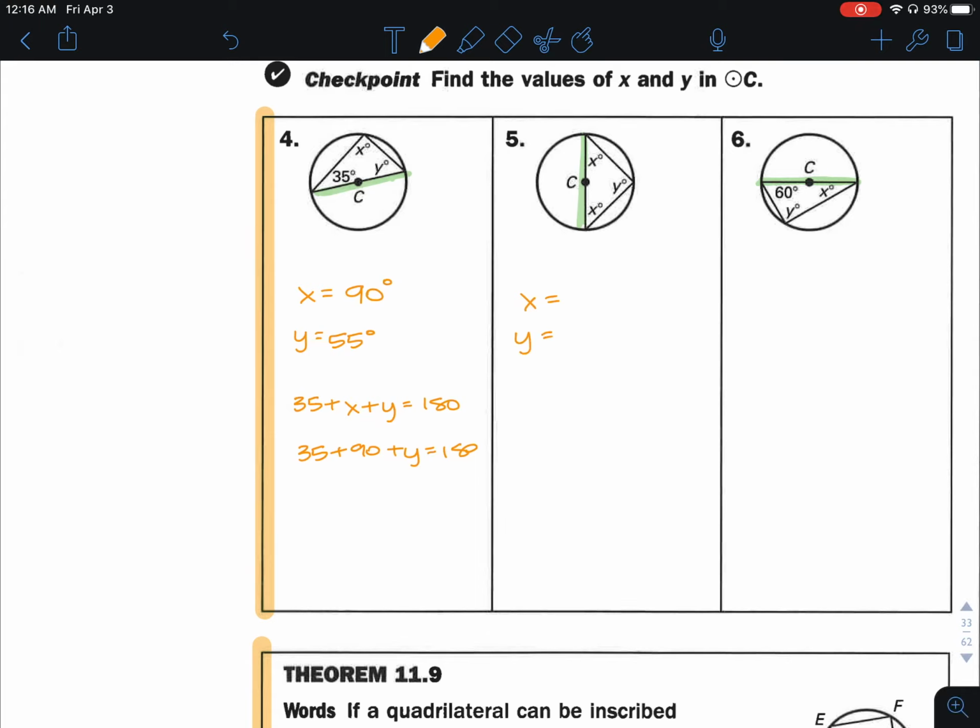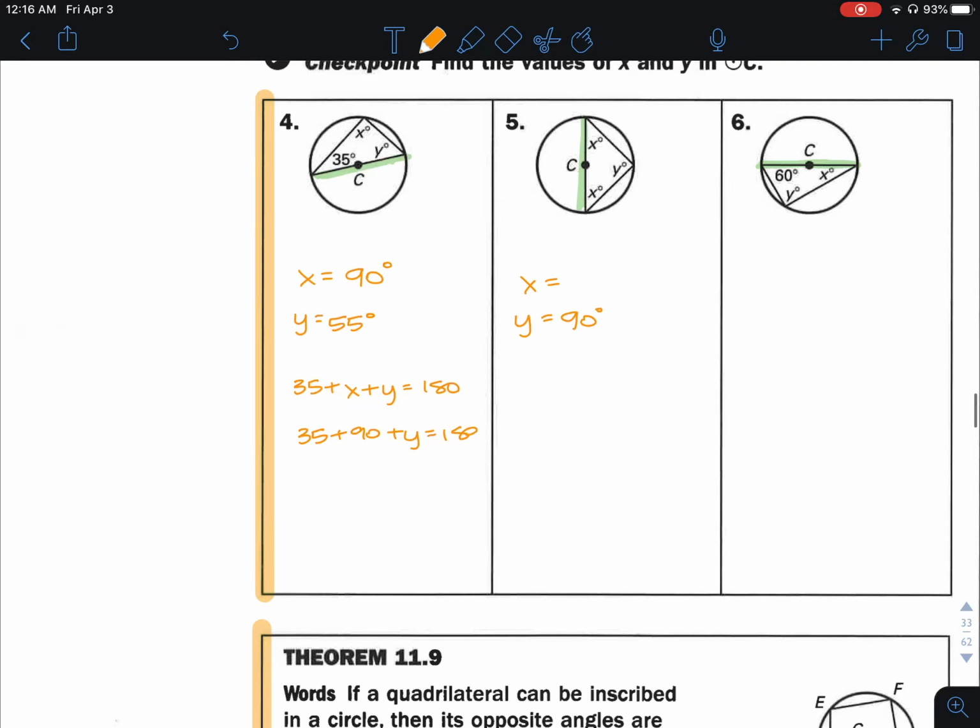Okay, so right now in number 5, I have my green line. Which angle is across my green line? Well, x is not across because it touches it. This x is not across because it touches it. The only one that does not touch it is y, so that one has to be my 90. Okay, let's set up an equation.